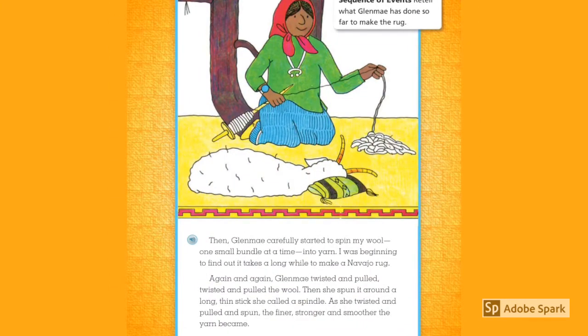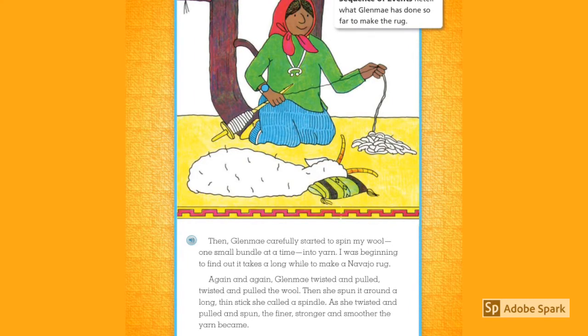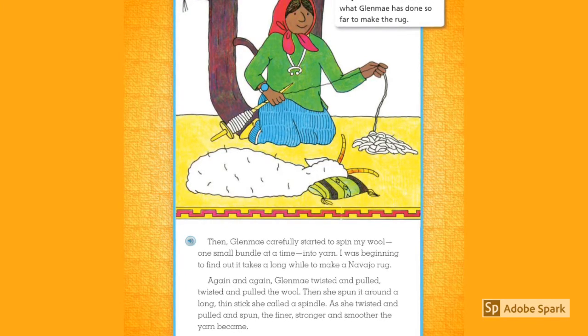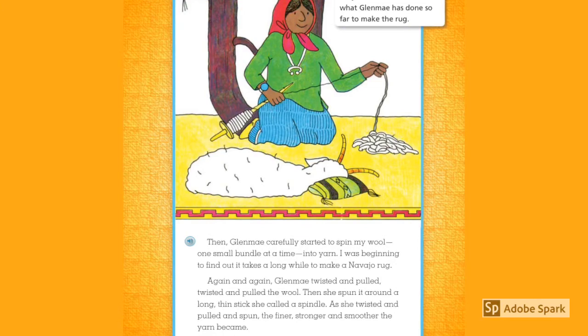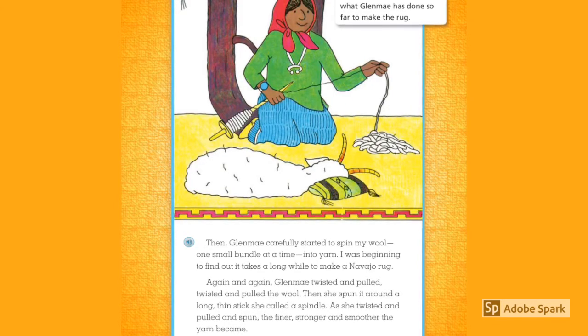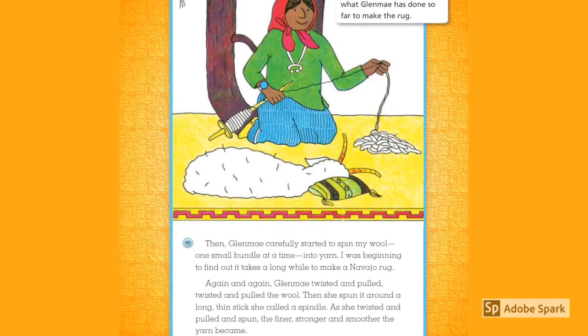Then Glen May carefully started to spin my wool, one small bundle at a time, into yarn. I was beginning to find out it takes a long while to make a Navajo rug. Again and again, Glen May twisted and pulled the yarn. Then she spun it around a long, thin stick called a spindle. As she twisted and pulled and spun, the finer, stronger, and smoother the yarn became.